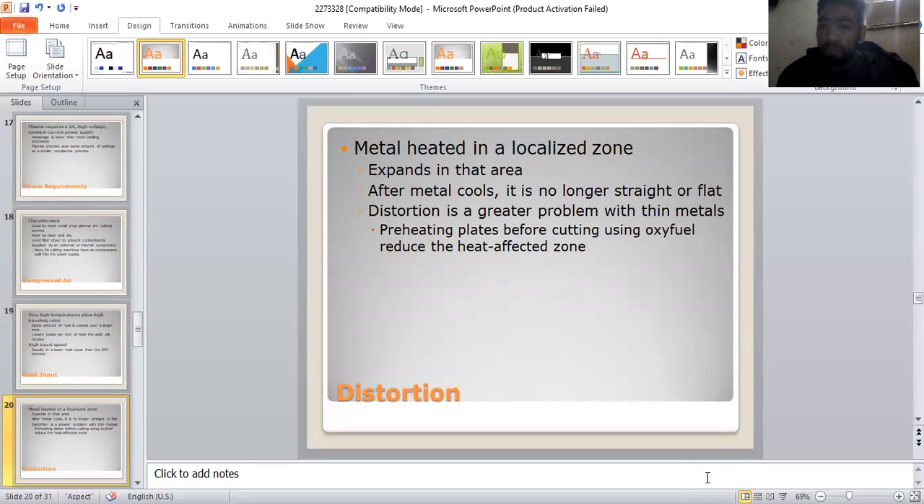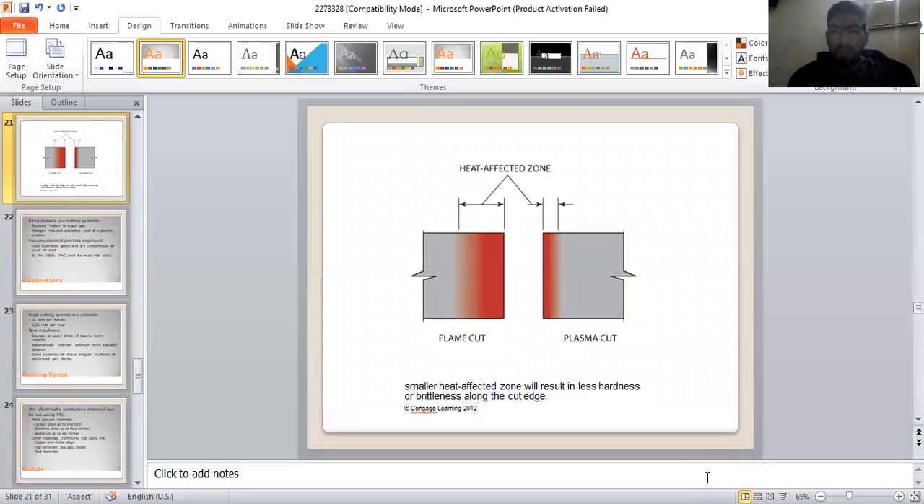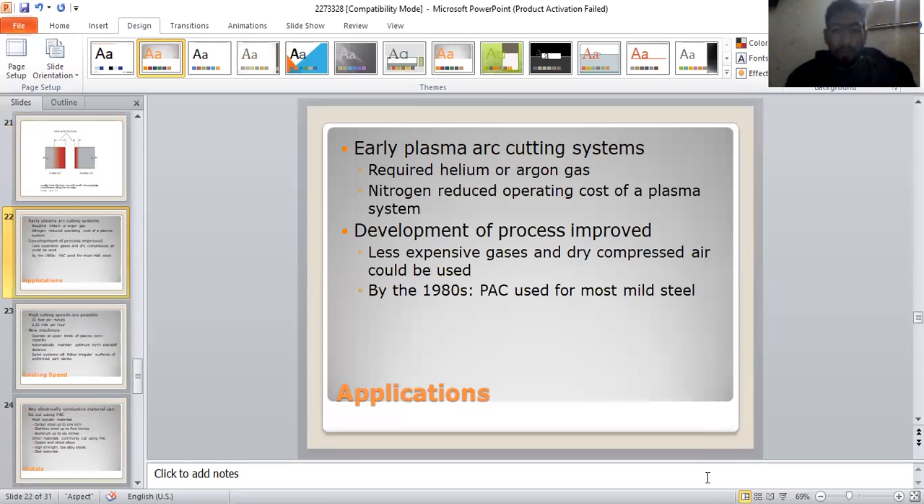So there's a solution for this problem, that is oxy-fuel. By using oxy-fuel during cutting, we can reduce the heat affected zone. It will lower the heat affected zone and prevent the distortion. So this is the picture of the heat zone. The first is a flame cut and the other is a plasma cut. You can see the difference between these diagrams.